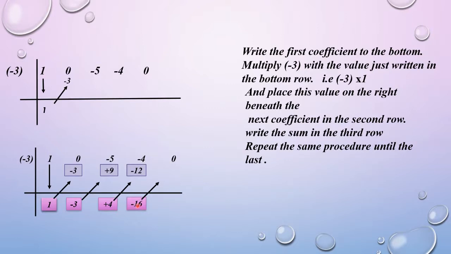Then multiplying minus 3 and minus 16, we get plus 48. Adding 0 and plus 48, we get plus 48, which is the remainder of this synthetic method of division. The previous numbers will be the coefficients of the quotient which we get after dividing the polynomial by the divisor.